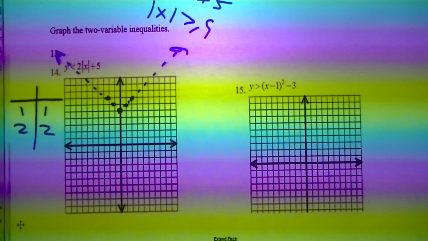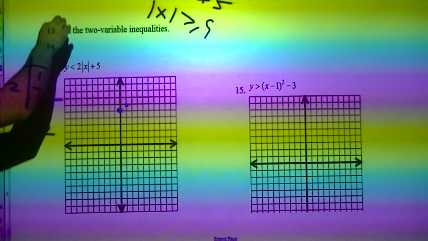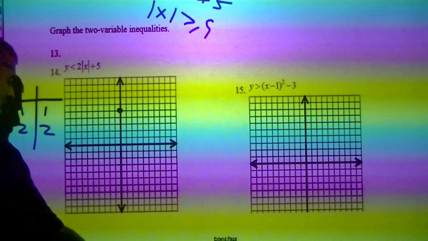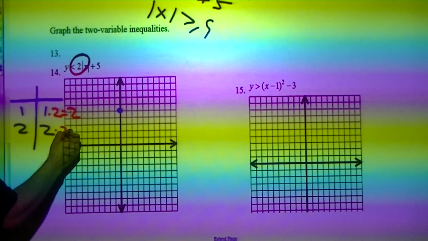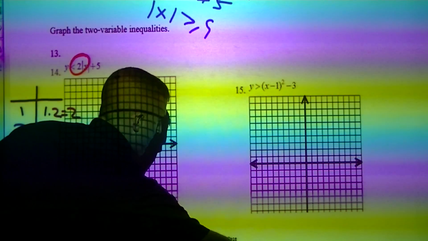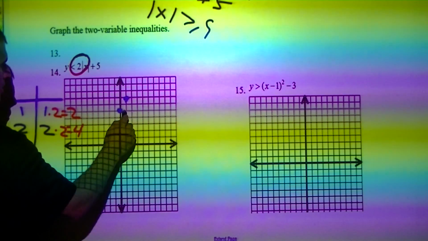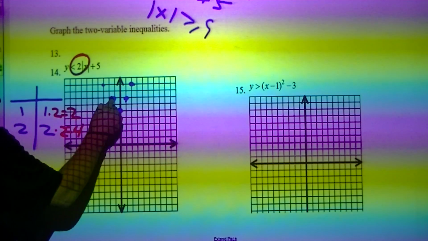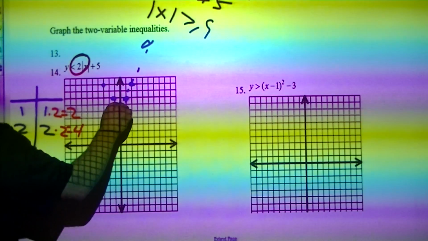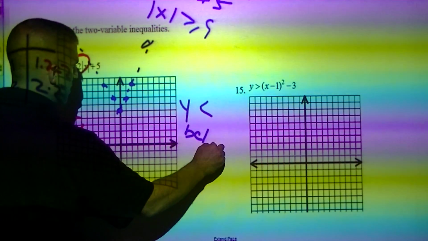Actually, let me back up for a second. I missed something really important. Hold on. Since I have this 2 out front, I'm going to multiply these by 2. So I'm 2 and I'm 4. I made a little mistake there. I forgot my 2. So I'm 1 over 2 up, 2 over 4 up. And I'm mirroring that on the other side. I still have the dashed line. Now, since it's y is less than, I'm going to be shaded below.